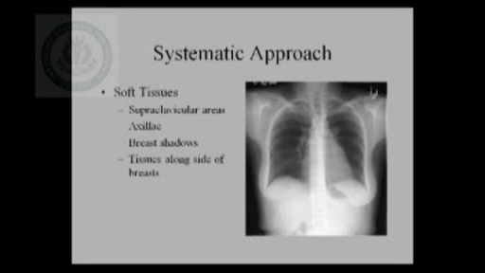Now there is a systematic way of approaching the chest X-ray. You always start from the soft tissues, that is, you come from outside to inside. You start from the soft tissues, that is mainly the supraclavicular areas, axilla, breast shadows and the tissues alongside the chest, that is behind the breast and things like that.